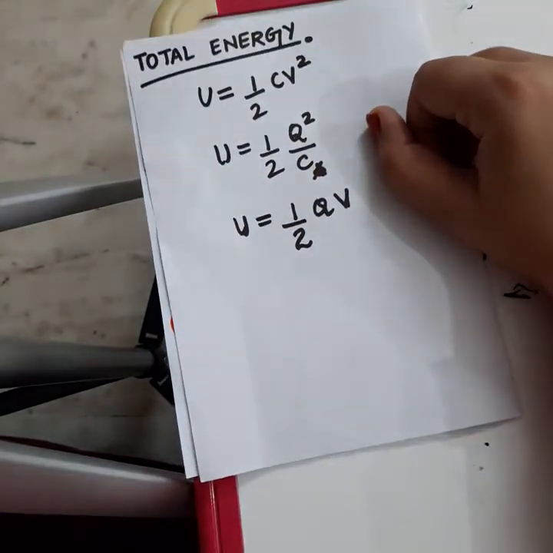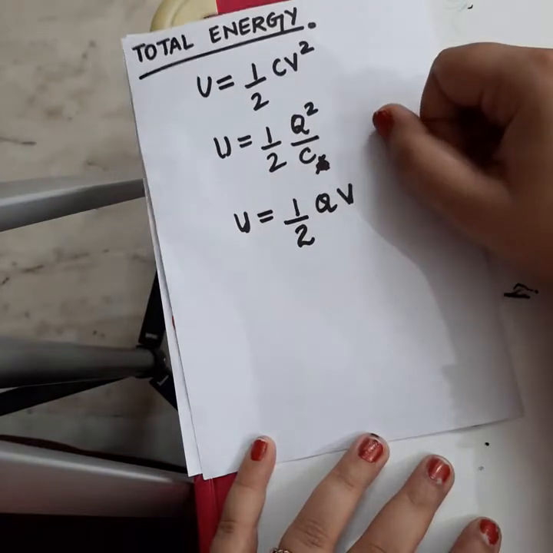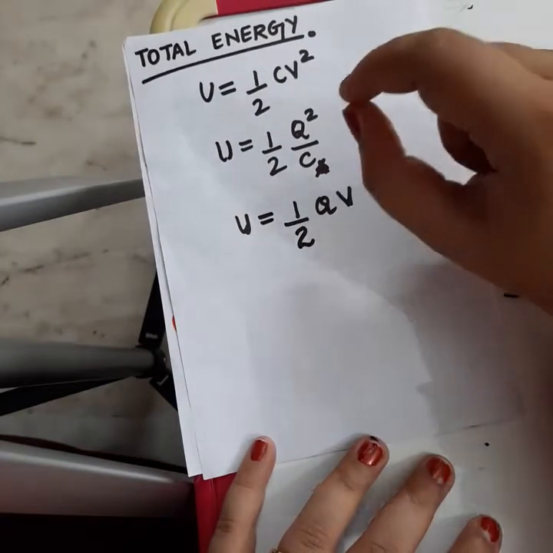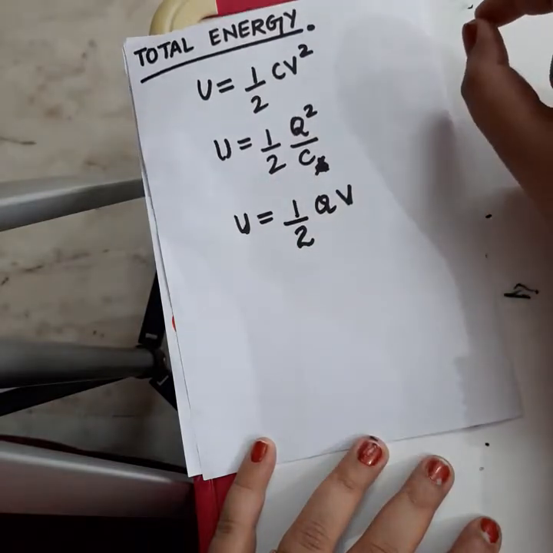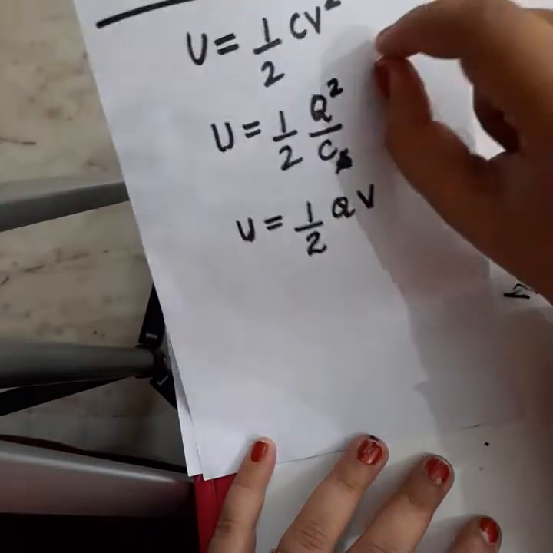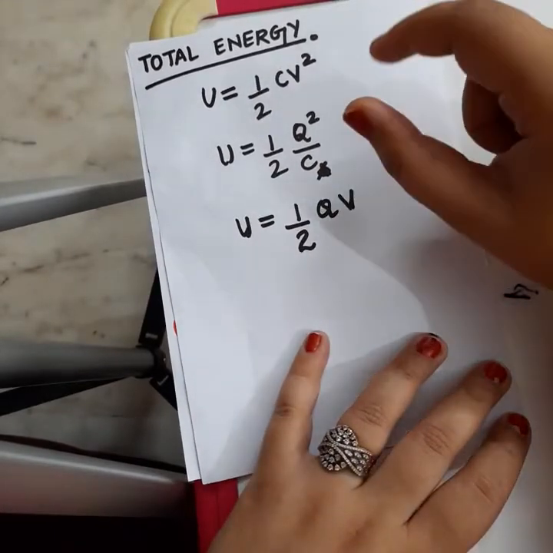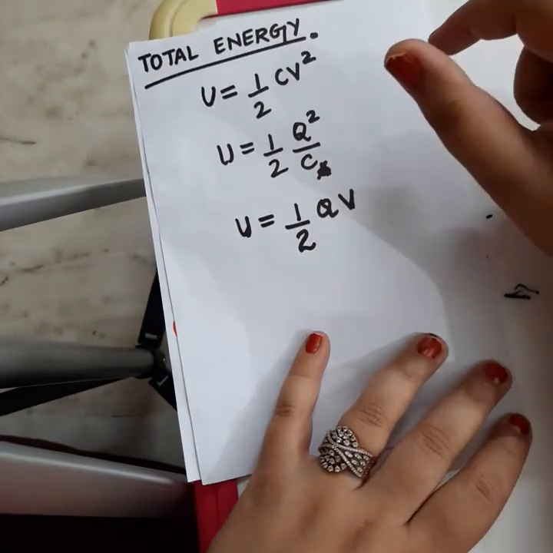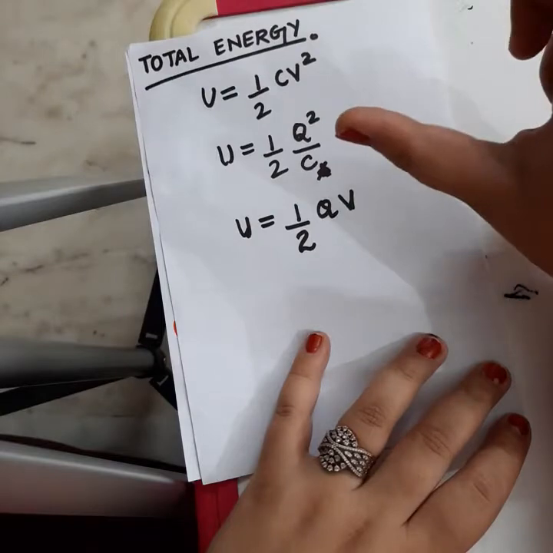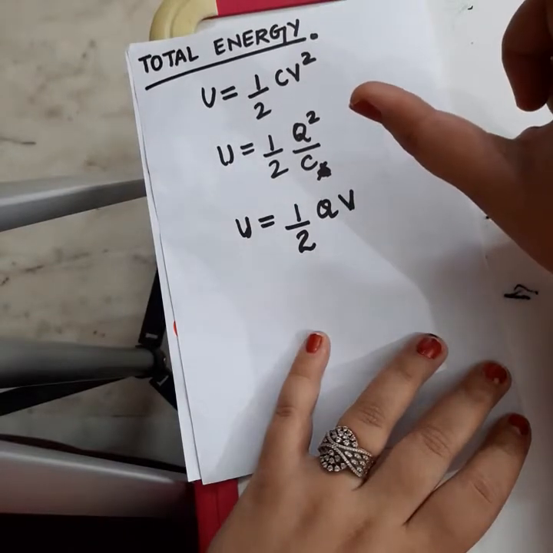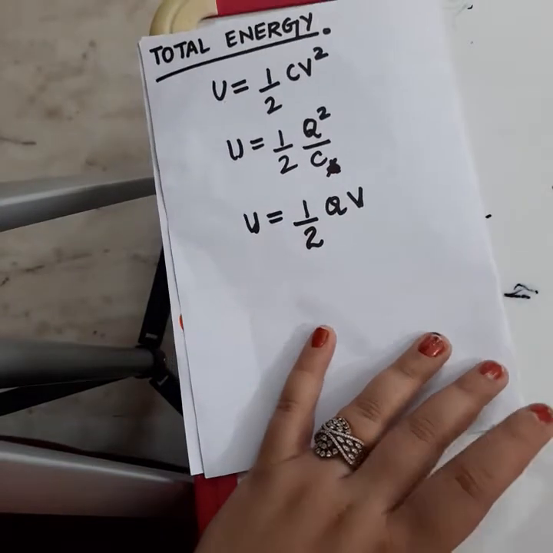Okay. So right now, what is the situation? Suppose you have some combination of capacitors. This combination can be a series combination of capacitors or a parallel combination of capacitors. Now we need to see what would be the total amount of energy stored in a series combination of capacitors and what would be the total amount of energy stored in a parallel combination of capacitors. So let's have a look here.